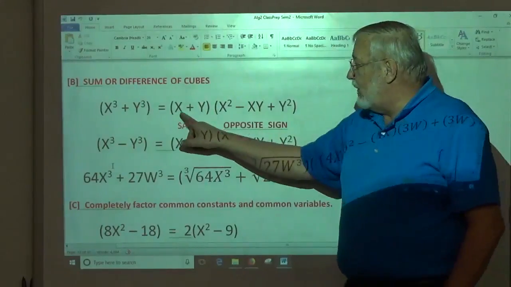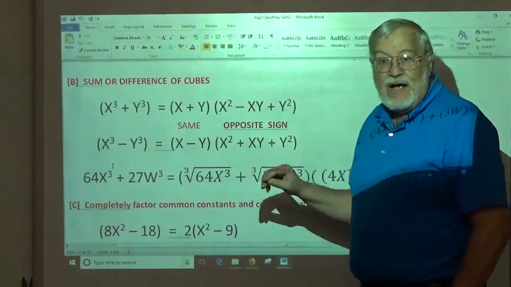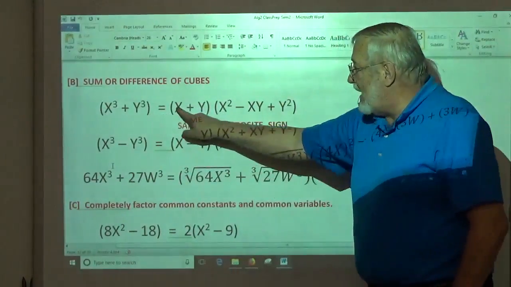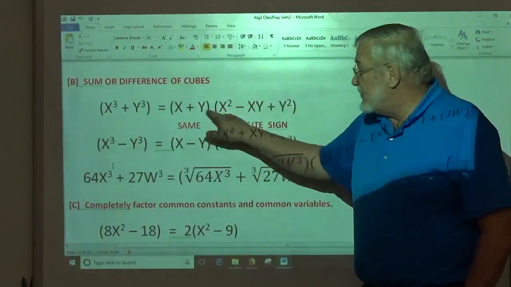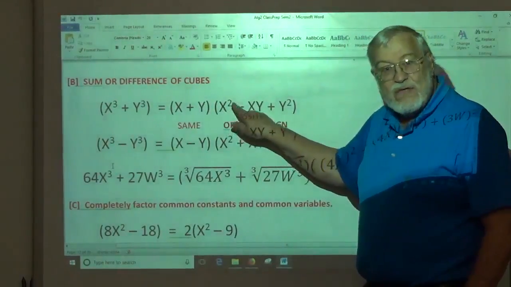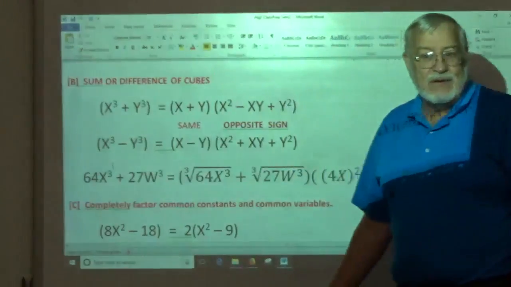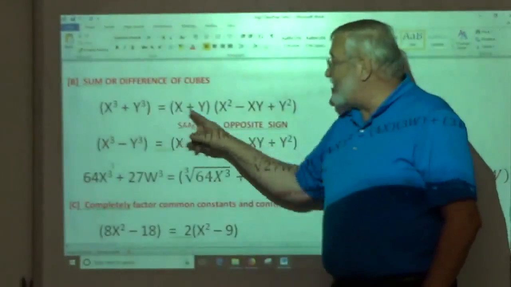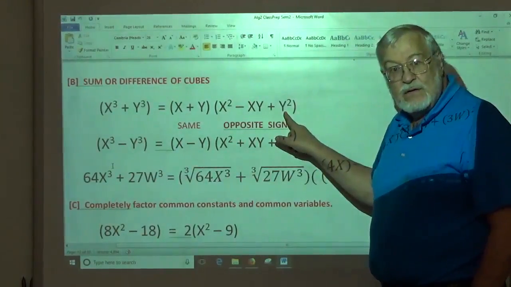Now, what do we do? After we take the cube root of this, when we multiply, in order to get an x to the third, x has to be multiplied by x squared. So that helps me know that I have to have an x squared here, otherwise when I'm done, I won't have the x cubed. Same thing with the last term. This y has to be multiplied by a y squared.